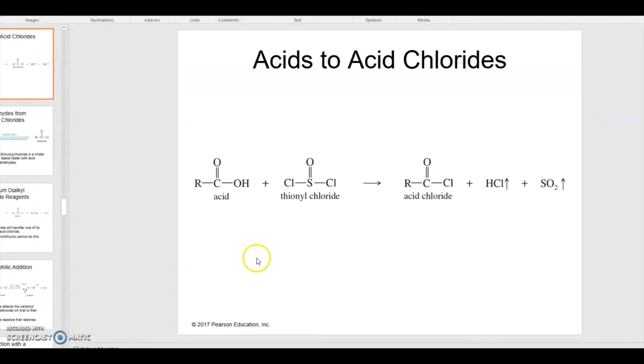In the next two slides, we will learn how to synthesize aldehydes and ketones from acid chloride and also ester. But first, we need to learn how to synthesize acid chloride. As we have seen before, one of the ways that you could make acid chloride is to react carboxylic acid with thionyl chloride. The reason you want to change the acid to acid chloride is because acid chloride is a much better reagent, much more reactive than the acid. And as you know, the Cl is a much better leaving group than OH.